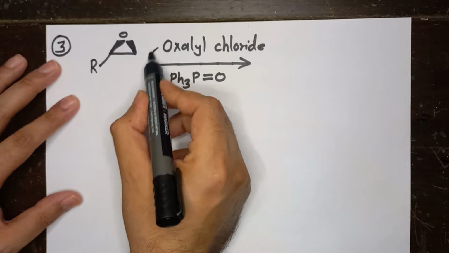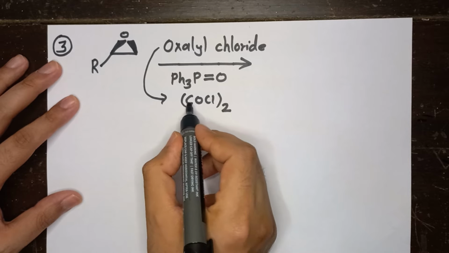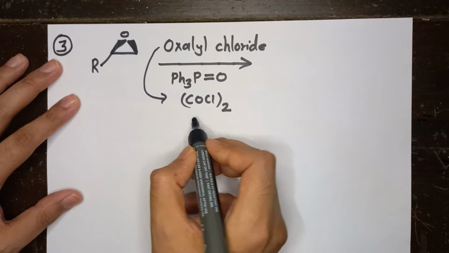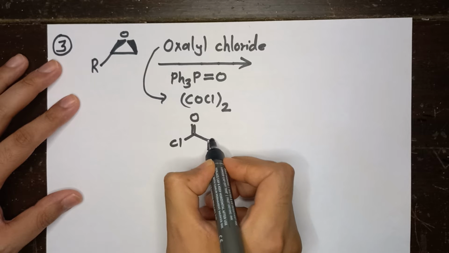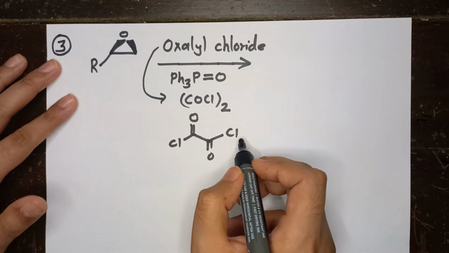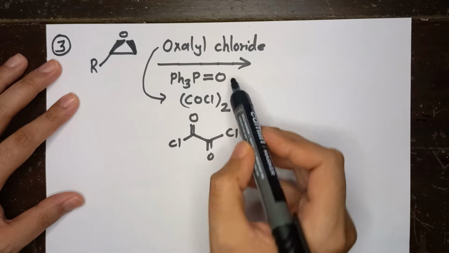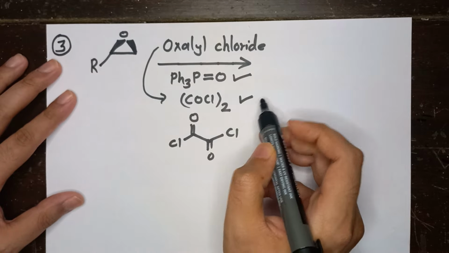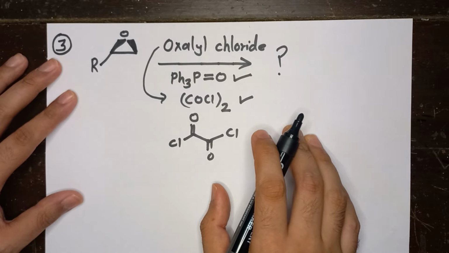So the structure of oxalyl chloride is COCl twice. This CO represents a carbonyl group. So we have a dimer of this COCl. This is my carbonyl, this is my Cl, and we have a dimer of it. So this is the structure of oxalyl chloride. Pause the video and react your epoxide, which is present above the plane, with this Ph3PO and oxalyl chloride, and find out the product with mechanism and specified stereochemistry.